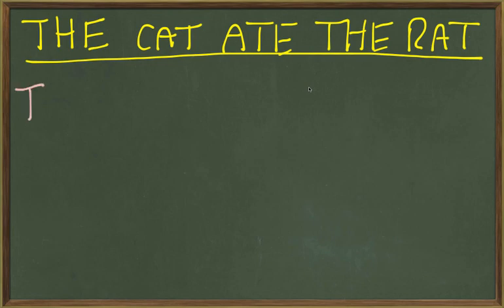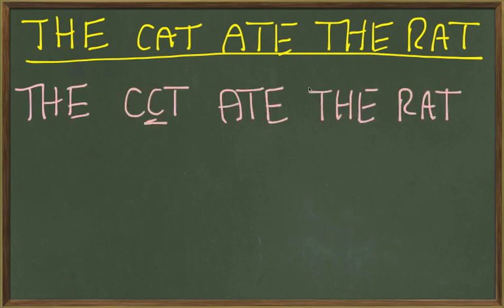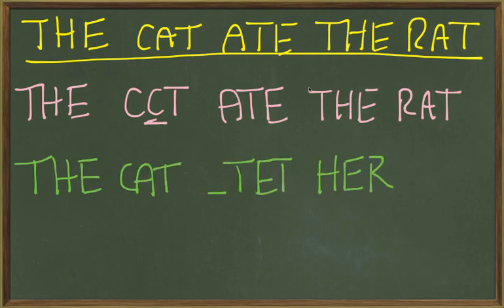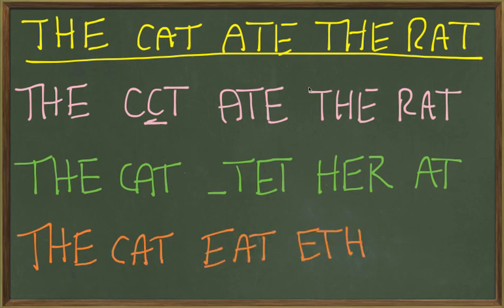Your first one is: the CCT ate the rat. Here's my boo-boo. Your second one that I want you to take a look at: the cat, TET, her at. And then the last one that I want you to figure out and use to see if you can figure out the name: the cat, eat, era, and then T all by itself. So looking at the different boo-boos, I want you to come up with the names for these. Now keep it simple. Do not make this harder than what it is. Bring this information to class, and I will leave it here.